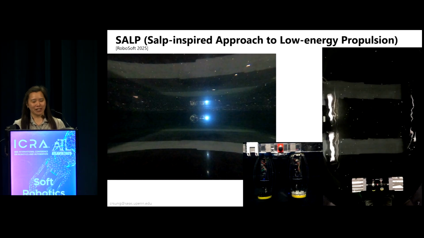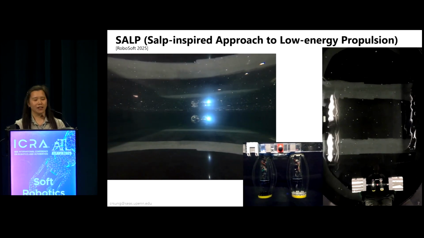But it's basically this modular robotic system that we're interested in thinking about how different robots interact with each other and the fluid to be able to create multi-robot propulsion. So this is the SALP system. Yes, this is the SALP system.